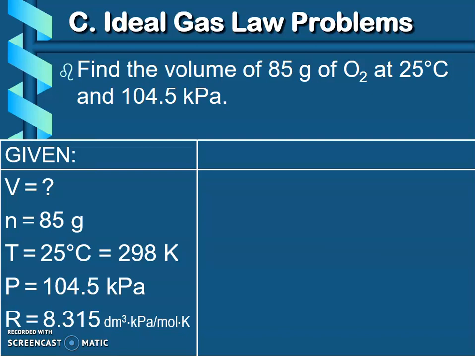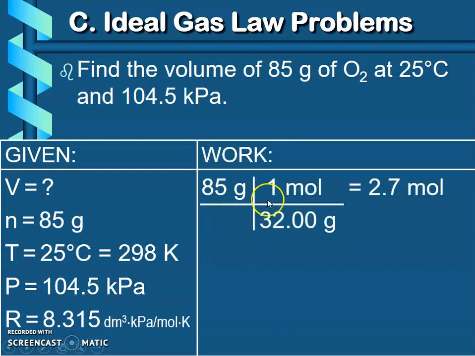Where do I find my molar mass? The periodic table. Okay, so I take my known, 85 grams. Then I look at my periodic table. I have O2. My periodic table tells me that oxygen is 16.00, but I have two oxygens, so 32.00 grams per mole. Okay, my grams cancel off. I'm left with moles, and I just divide. 85 divided by 32 equals 2.7. So I can add that over here because now I have my moles for my n. So I had to do that extra step before I could use the full equation.